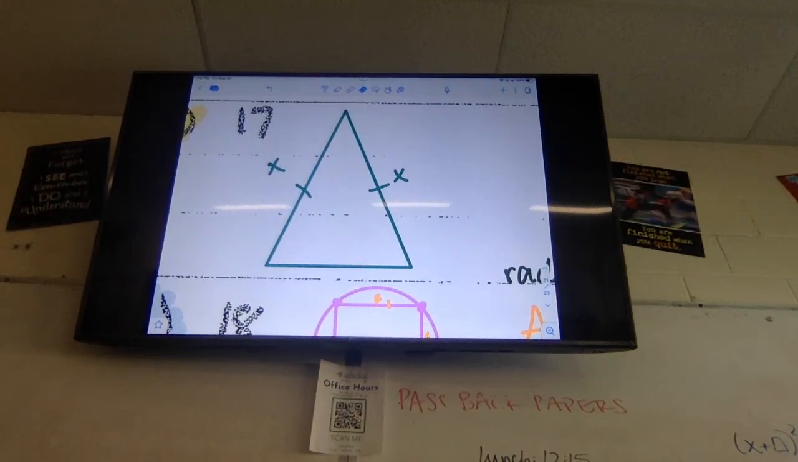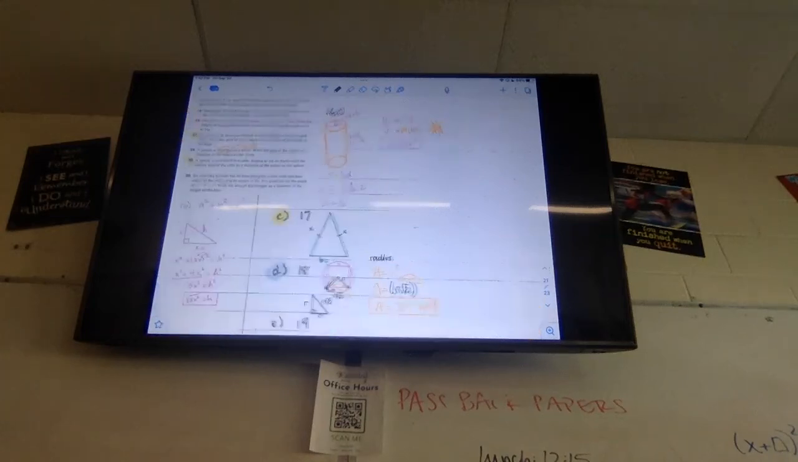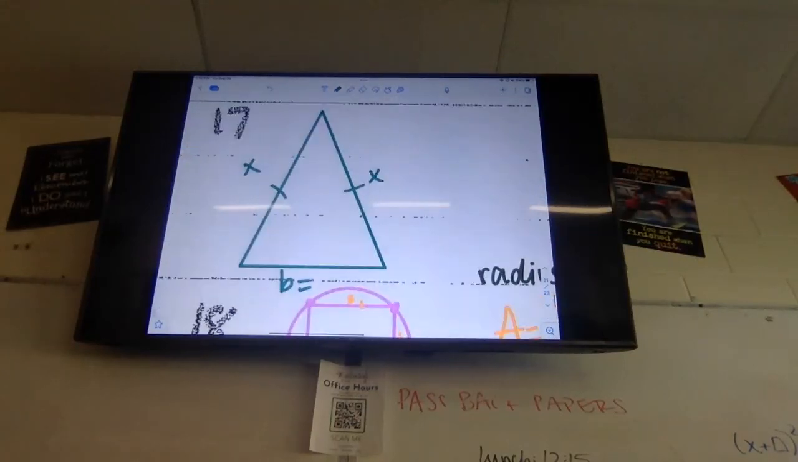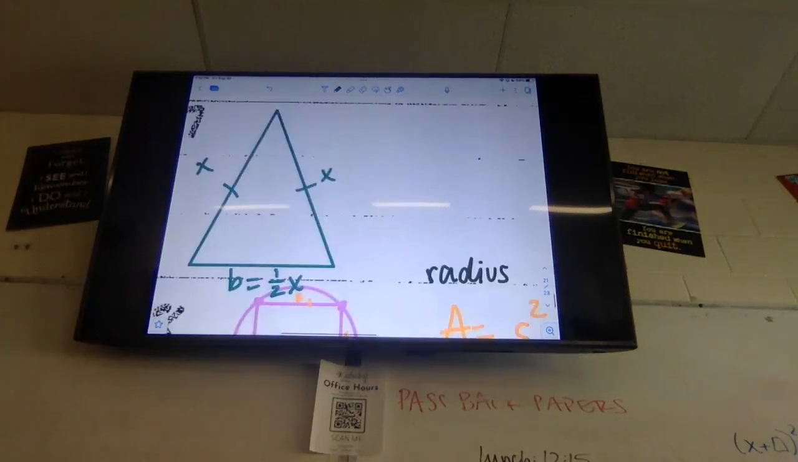The base, it just told us the base is, what did it say? The base is half as long as the two equal sides. So the base is what in terms of X? It's 1/2 of the length of those sides. 1/2 X. Good. Okay. Now, we have to write the area of a triangle. Does anyone remember what the area of a triangle is? 1/2 base times height. Okay. I do already have base. We're doing good there. But I need height.